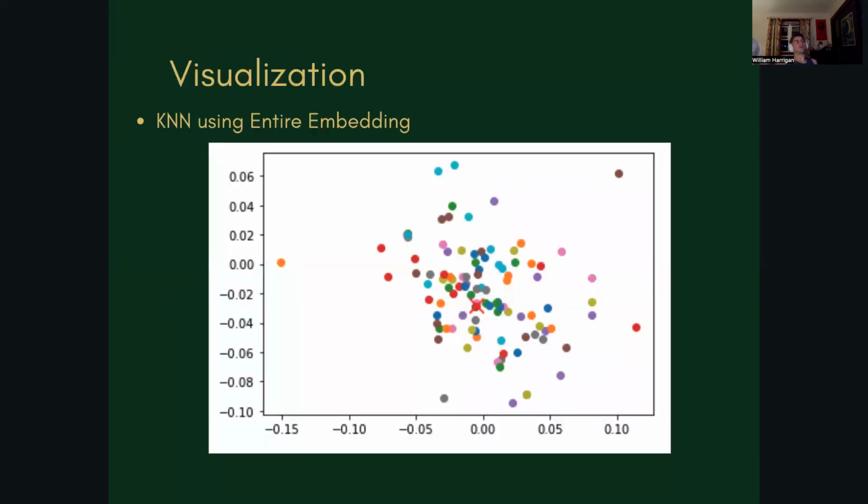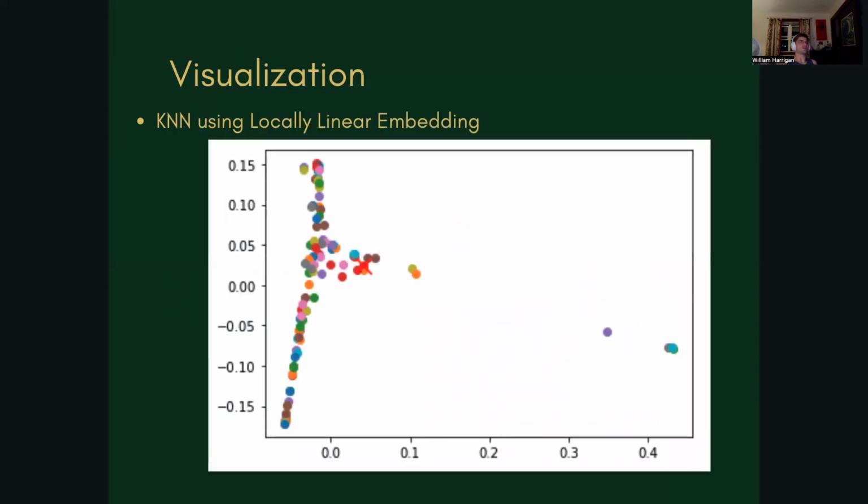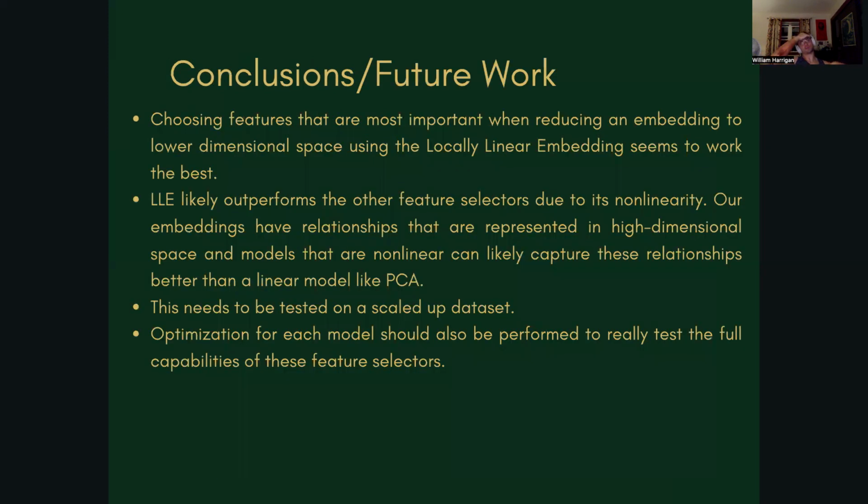So this is an example of what our entire embedding looks like in the KNN. And then this is what it looks like when the features are reduced using the local linear embedding. It speaks for itself that it organizes the data in a way that may be a little bit more purposeful than something like this. So choosing features that are most important and reducing the embedding to a lower dimensional space using local linear embedding seems to work the best.